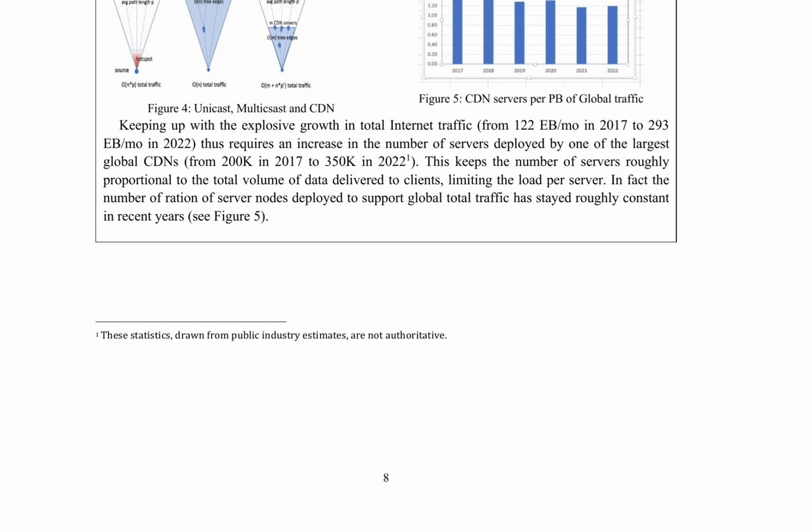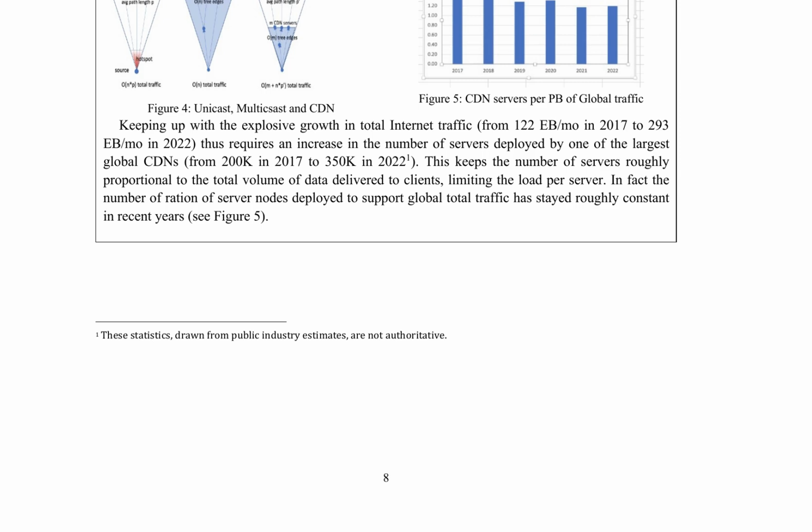The number of server nodes deployed to support global total traffic has remained roughly constant in recent years, with the largest global CDNs increasing their server deployments from 200,000 in 2017 to 350,000 in 2022, while the total volume of data delivered to clients has grown from 122 exabytes (EB) in 2017 to 293 exabytes (EB) in 2022.